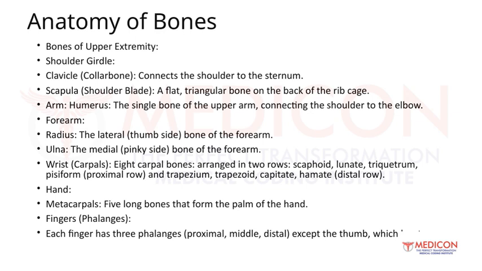Moving further into the hand, we have the metacarpals, 5 long bones that make up the palm. Each finger contains 3 phalanges, the proximal, middle, and distal, except for the thumb, which only has 2, the proximal and distal phalanx. Understanding this detailed anatomy helps us grasp how the upper extremity functions and moves, which is essential in many fields from medicine to sports science.